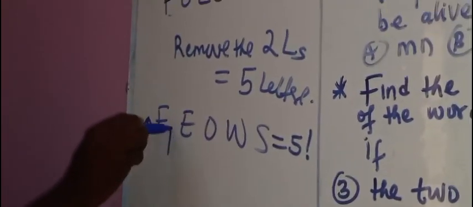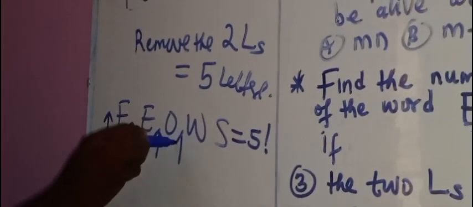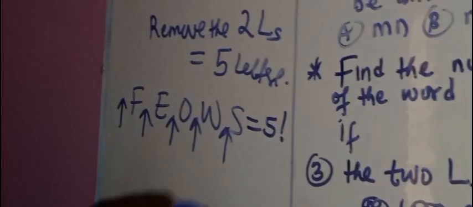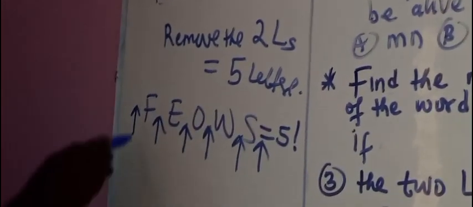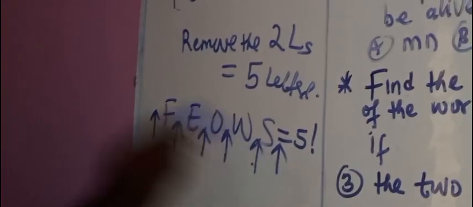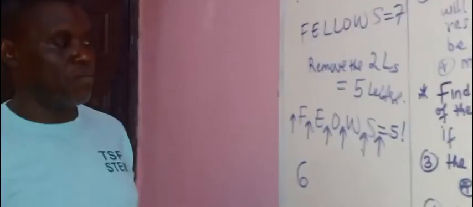Now, we have the 2 L's. They can be placed either here, this place, or this place. How many places is that? 1, 2, 3, 4, 5, 6. So the 2 L's can be in any of these 6 places. So you write that 6 first. Did you understand that?